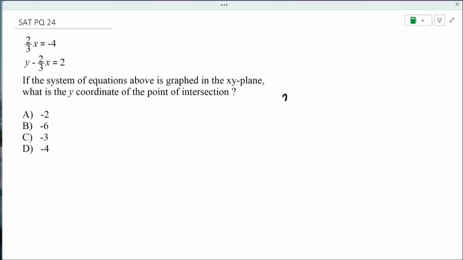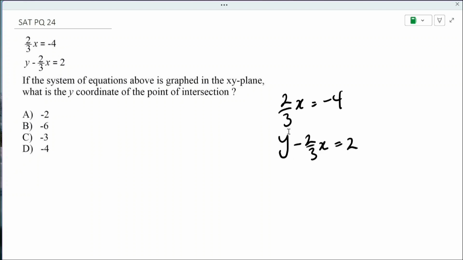We have the first equation as 2 over 3x equals negative 4, and the second as y minus 2 over 3x equals 2. If you have a sharp eye, you can easily solve this question. That's the shortcut way. But if not, you'd have to find x first, then you find y. Here you have 2 over 3x equals negative 4, and here you have y minus 2 over 3x equals 2.